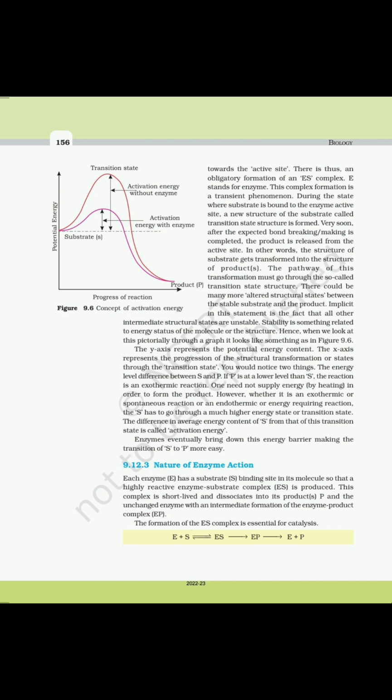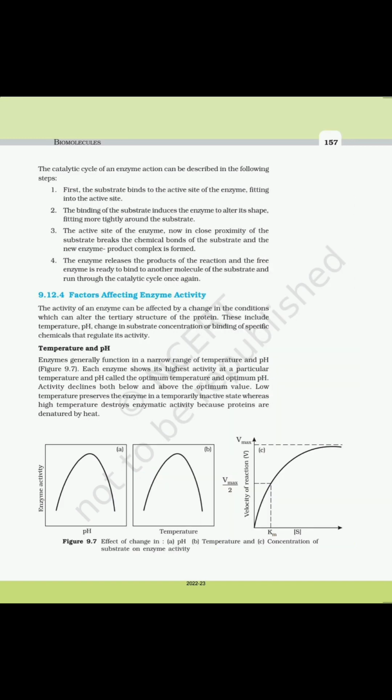9.12.3 Nature of enzyme action. Each enzyme E has a substrate S binding site in its molecule so that a highly reactive enzyme-substrate complex ES is produced. This complex is short-lived and dissociates into its products P and the unchanged enzyme with an intermediate formation of the enzyme-product complex EP. The formation of the ES complex is essential for catalysis. The catalytic cycle of an enzyme action can be described in the following steps.